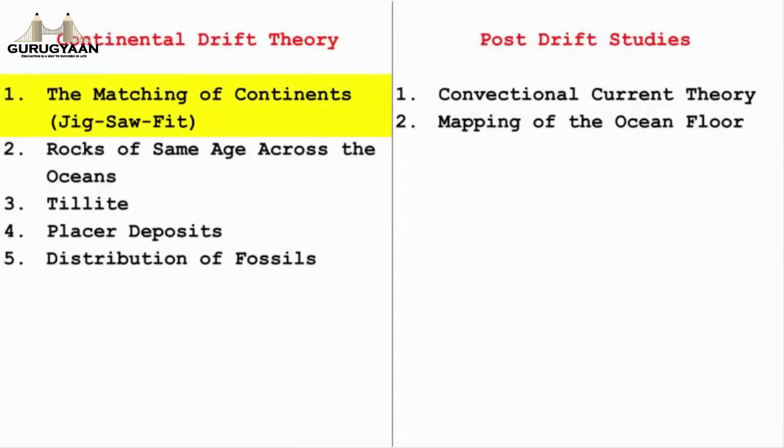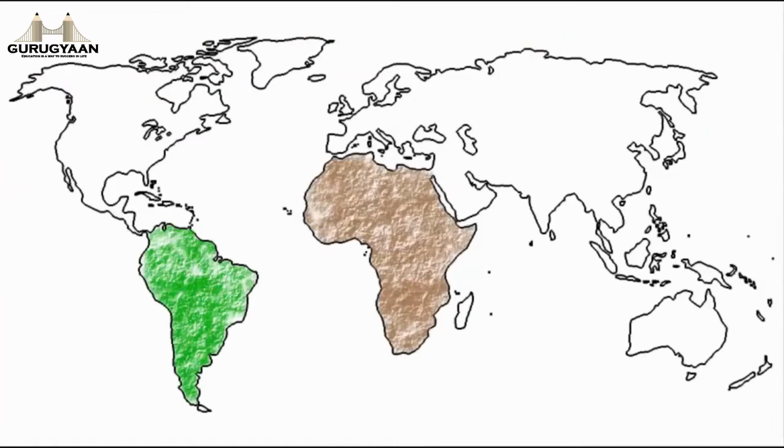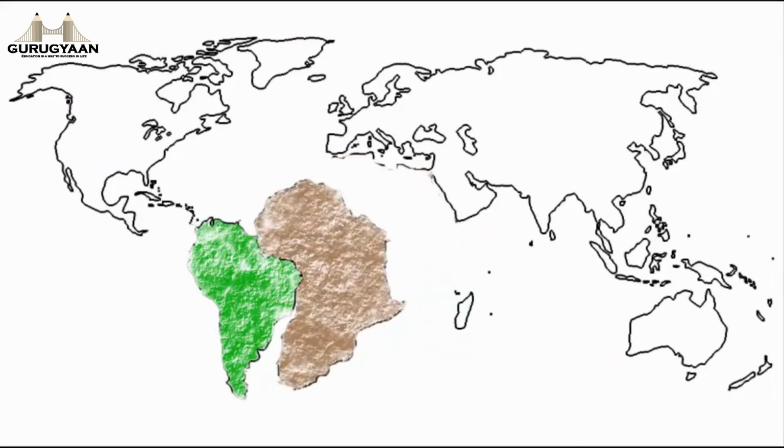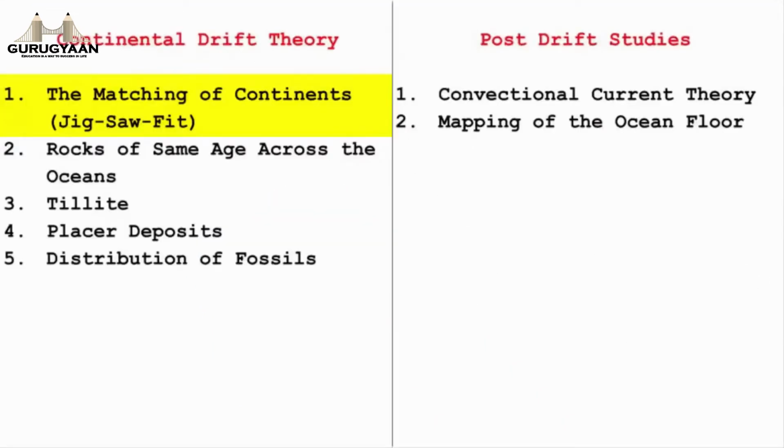The continental drift theory talks about the matching of continents. Wegener said if you look at South America and Africa, they look like a jigsaw puzzle fit when brought closer. Which is true, that once upon a time both land masses were together, but the reason behind that is much deeper than just merely looking at the world map and saying they were once together.